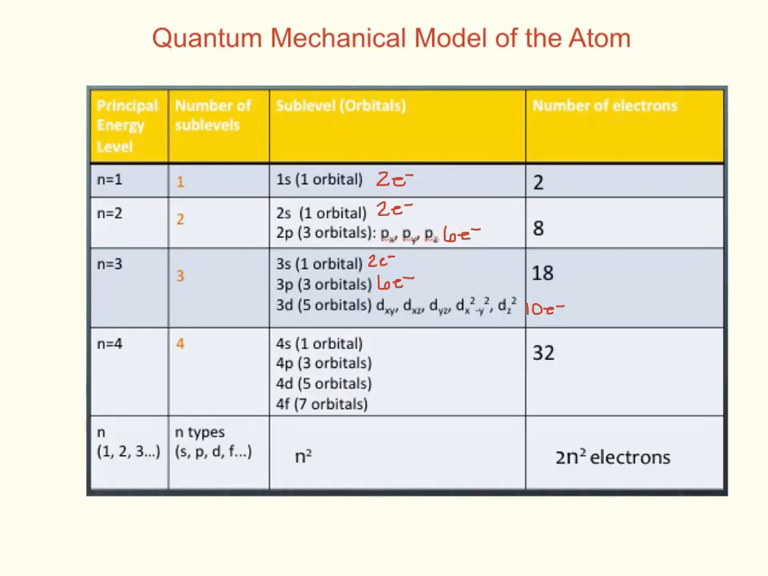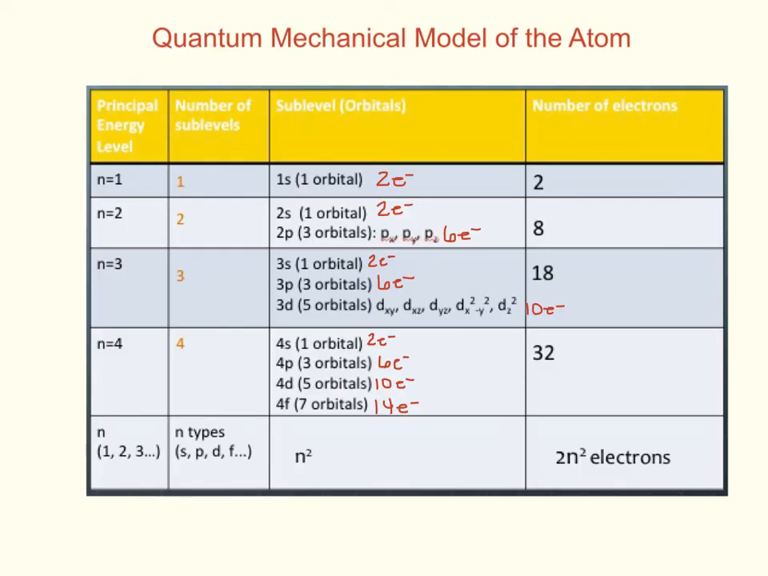And finally, in our fourth principal energy level, we have 4 sublevels, an s, a p, a d, and an f. And our f sublevel has 7 orbitals. So we have our 14 plus our 18, and we get 32 electrons. Notice that each time I increase a principal energy level, I'm going to add a new sublevel, because as we move away from our nucleus and our energy increases, we're going to increase our number of sublevels as our principal energy level increases.